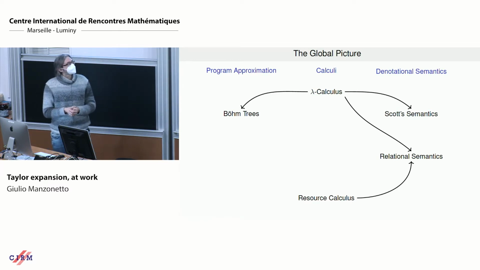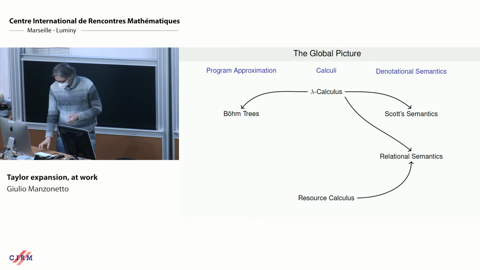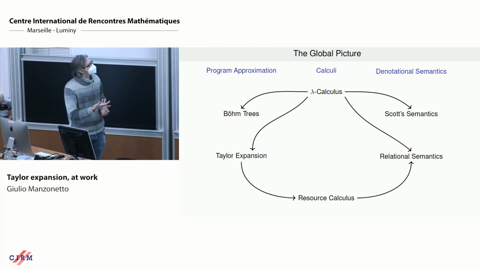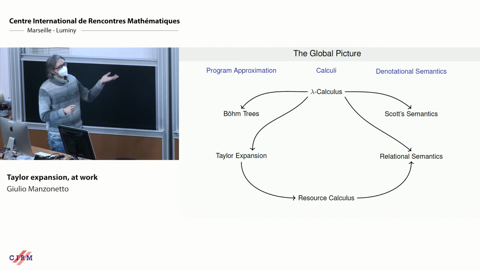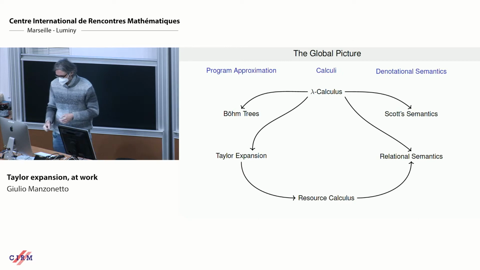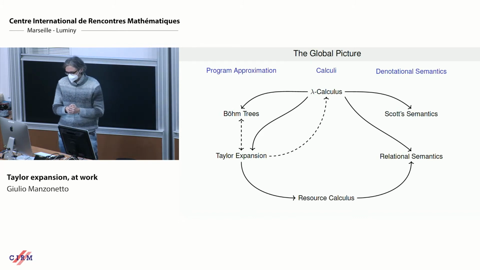So today what we are going to see is that you can also see the resource calculus as the target language of an operation called Taylor expansion. That is a different way of having a theory of program approximation. We will see that this way is different, but it is strictly related to the theory of Böhm trees. And we'll also see that we can use the Taylor expansion to prove properties of lambda calculus.